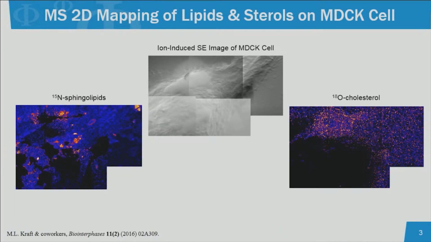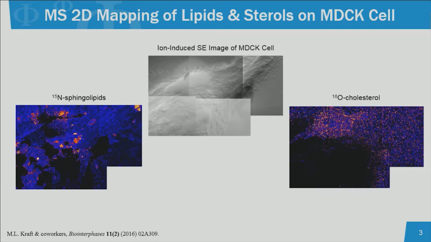A few years ago, Mary was doing some studies using dynamic SIMS, an elemental capability imaging mass spectrometry. She was addressing the question of whether cholesterol is involved in the formation of lipid rafts on a plasma membrane. To do this study, she was using nitrogen-15 labeled sphingolipids and oxygen-18 labeled cholesterol, and looking at the distributions of these stable isotopes in these lipid membranes.